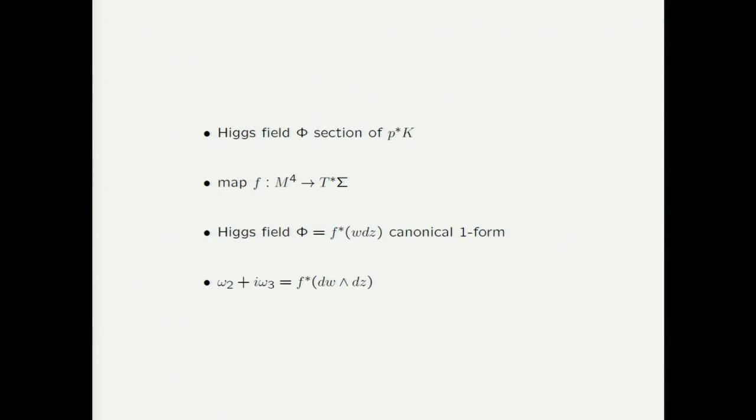Okay, so then it comes down to what is the intrinsic geometry of that fold, that three-dimensional hypersurface? Well, first of all, let's think of it this way. The Higgs field is a section of the pullback of the canonical bundle of sigma to N. We can think of that as a smooth map from the manifold to the total space of the cotangent bundle. And when you do that, the Higgs field just becomes the pullback of the canonical one form on the cotangent bundle. I've written it here in terms of local coordinates. I want to think of Z as a local holomorphic coordinate on sigma, and W as a standard coordinate in the fiber. And then the two forms, omega 2 and omega 3, are just given by the pullback of the derivative of this, the pullback of the canonical symplectic two form on the cotangent bundle.